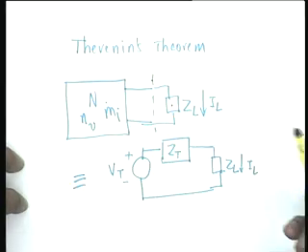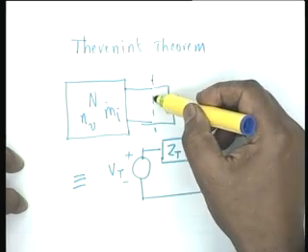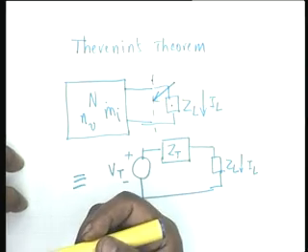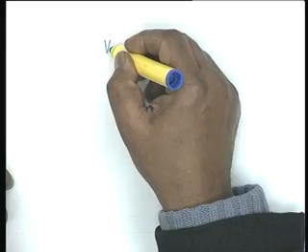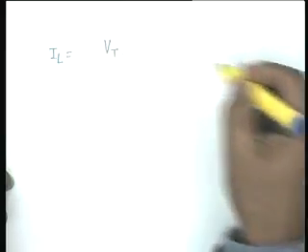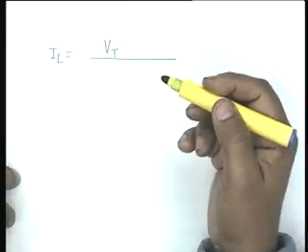V T is the open circuit voltage and Z T is the impedance looking into the network N with current sources and voltage sources replaced by their internal impedances, but control sources being untouched. Control sources should be left as they are. This is Thevenin's theorem, and starting from Thevenin's theorem we can very easily derive Norton's theorem, and we did it a bit hurriedly in the last class. Now let us look at that.